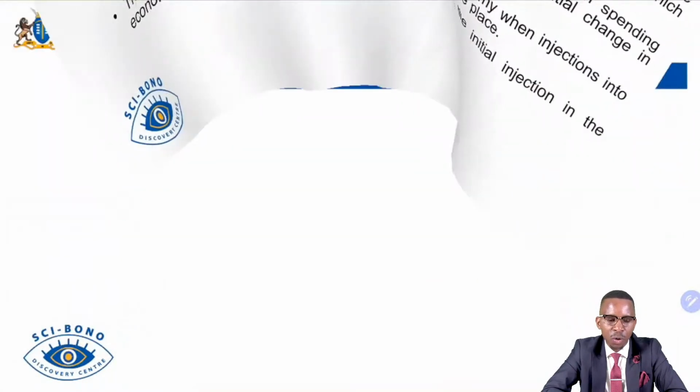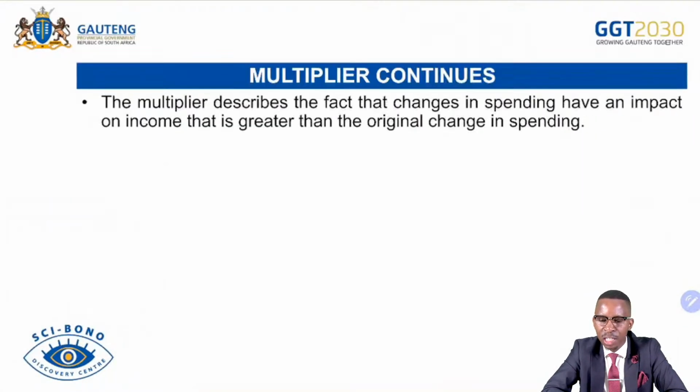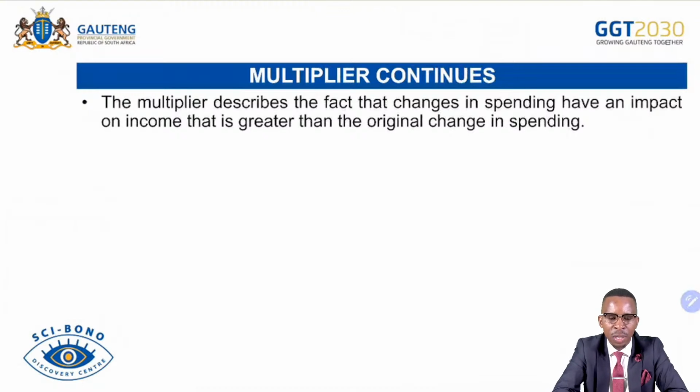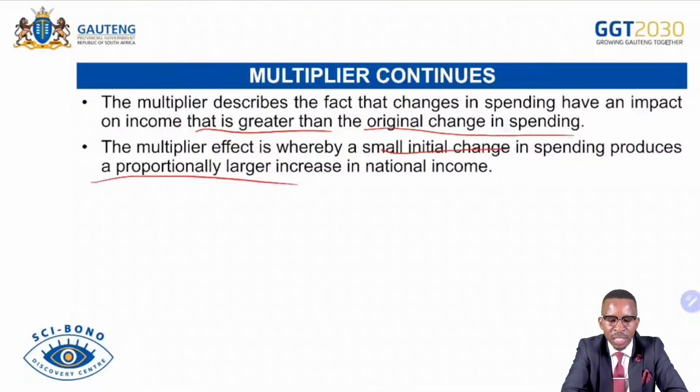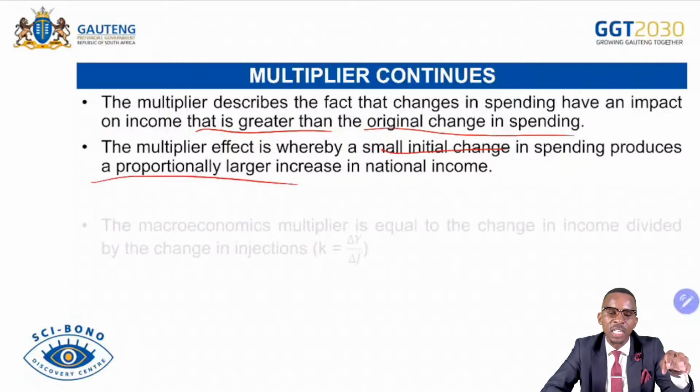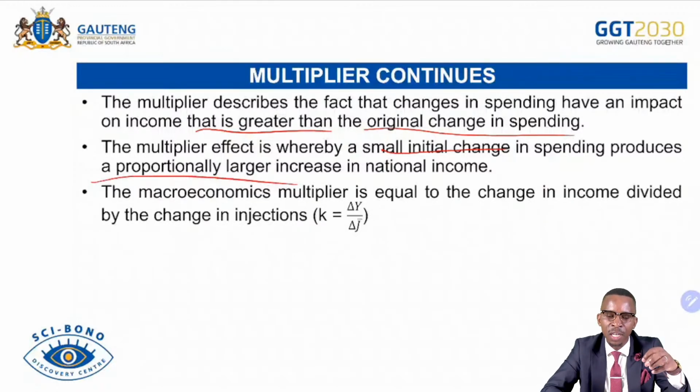The multiplier describes the fact that changes in spending have an impact on income that is greater than the change in expenditure or in spending. The multiplier effect is whereby the small initial change in spending produces a proportionately larger national income. We spend a smaller amount of money in the economy, but it generates even more money.